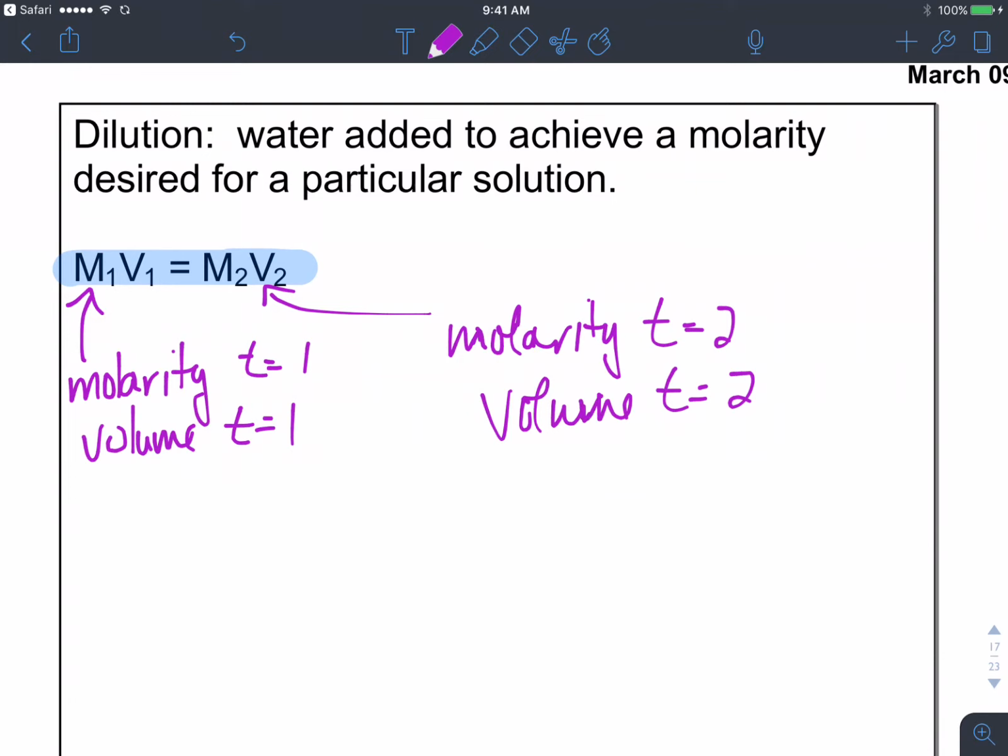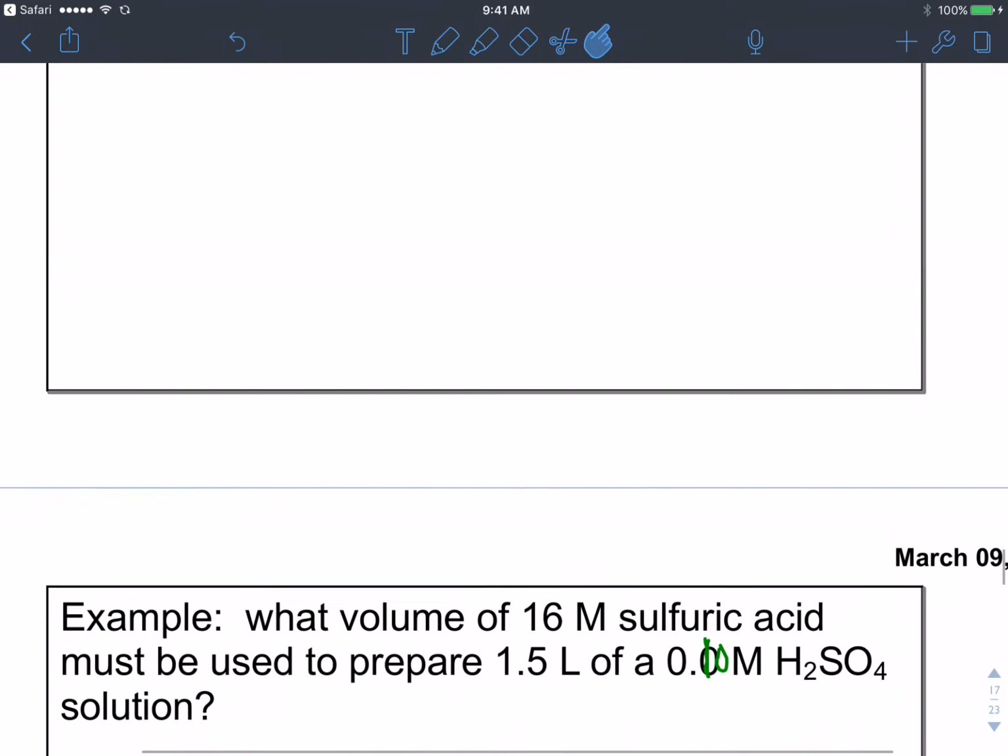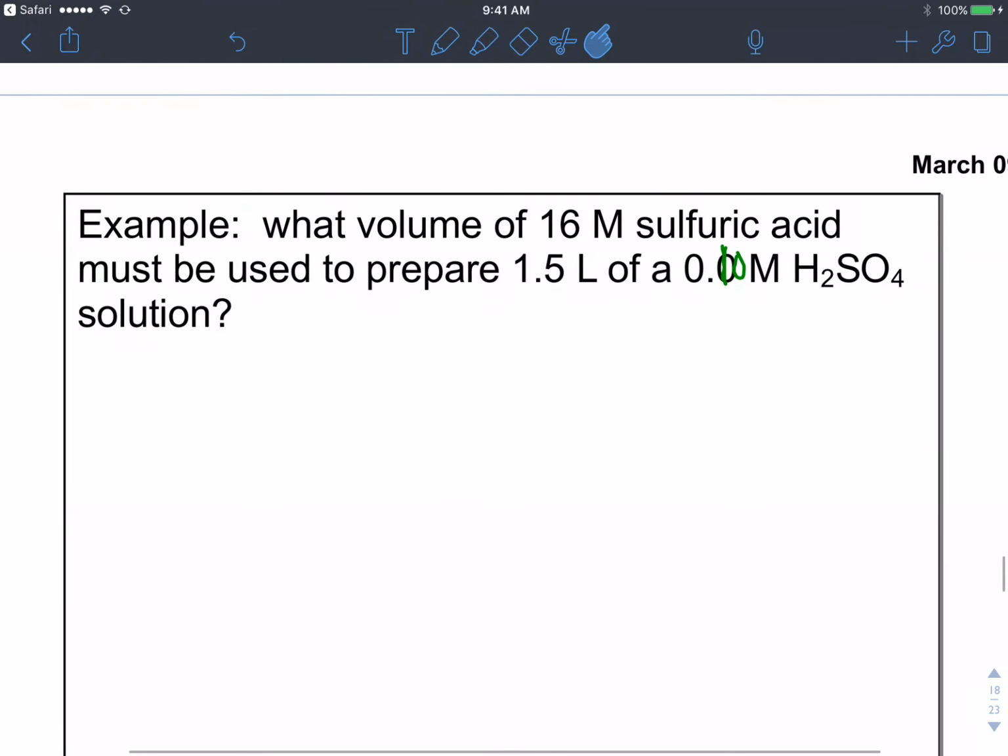So it's a very simple equation. You can actually do dilutions using dimensional analysis, but this equation is much easier to remember. Let's see how it works. If we go down here, it asks, what volume of 16 molar sulfuric acid must be used to prepare 1.5 liters of a 0.1 molar H2SO4 solution?